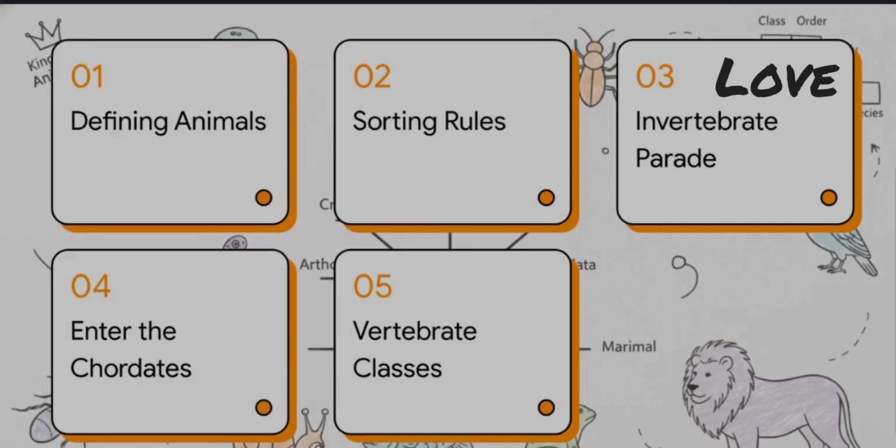Here's our roadmap for this explainer. We will start by defining the animal kingdom, and then move on to nature's sorting rules. Next, we'll watch the invertebrate parade, enter the chordates, and finally, look at the classes of vertebrates.